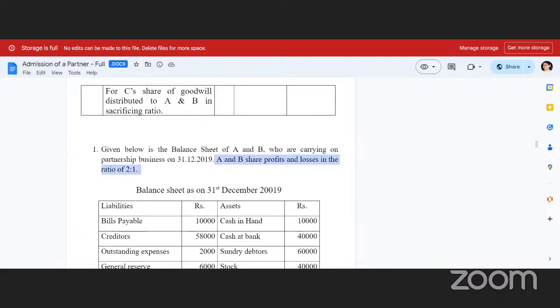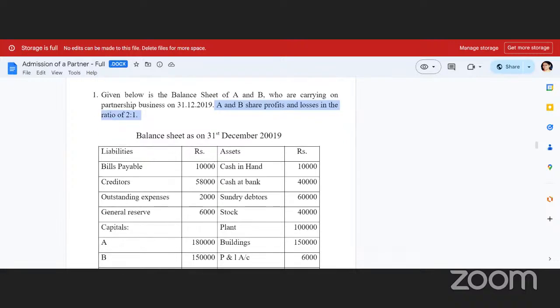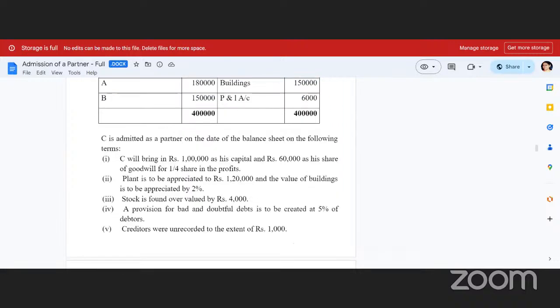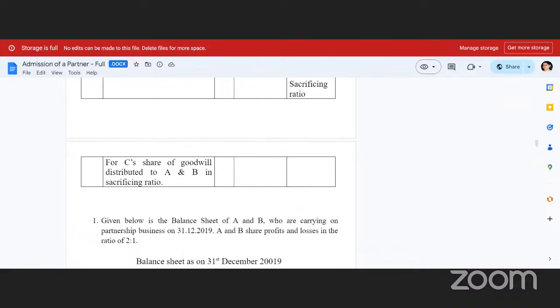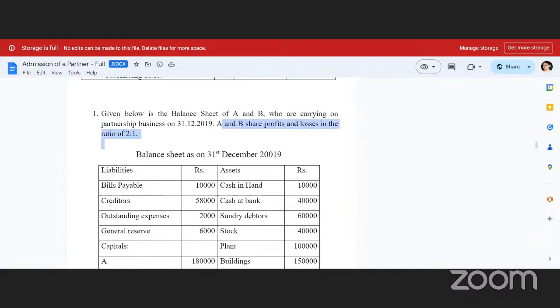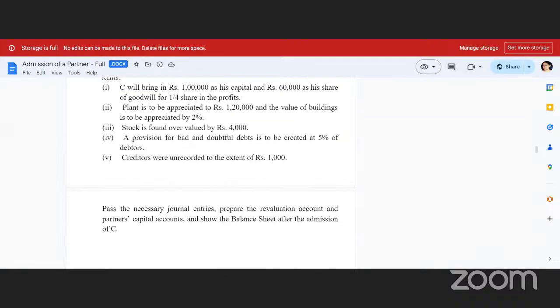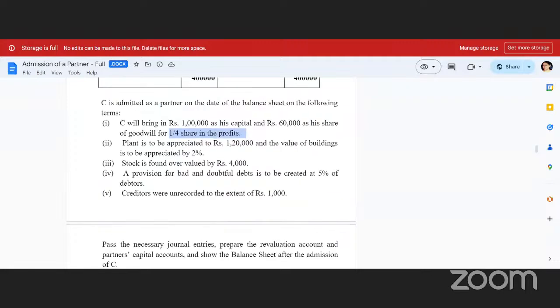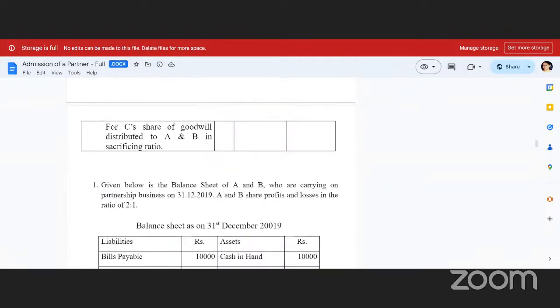When in the examination the profit sharing ratio of the old partners and new partner is given in this simple way, whatever the old ratio is, that itself becomes the sacrificing ratio. The old ratio itself becomes the sacrificing ratio. Remember, this is the easiest and simplest way. Okay, did you understand? Shall I repeat?